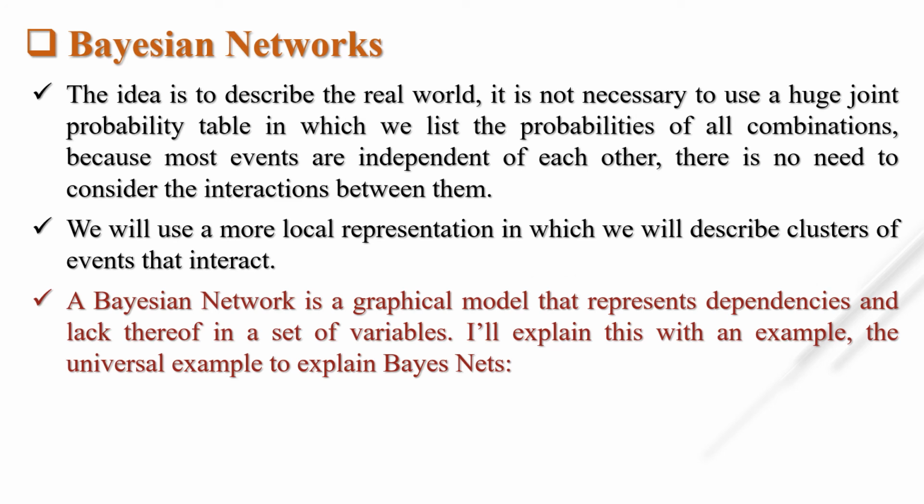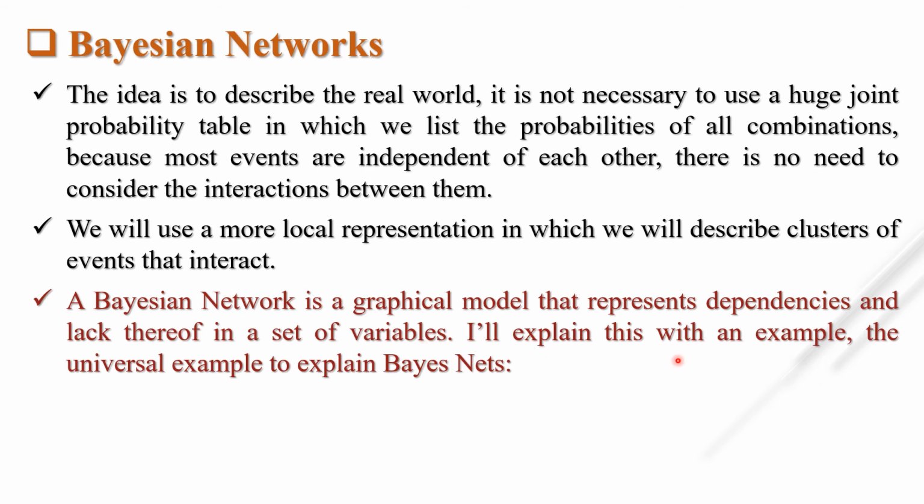So the next topic is Bayesian network. The idea is to describe the real world. It is not necessary to use a huge joint probability table in which we list the probabilities of all combinations, because most events are independent of each other. So there is no need to consider the interaction between them. We will use a more local representation in which we will describe clusters of events that interact. So a Bayesian network is a simple graphical model that represents dependencies and lack thereof in a set of variables.